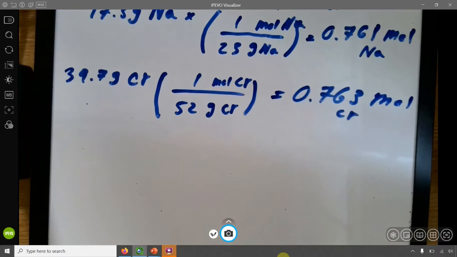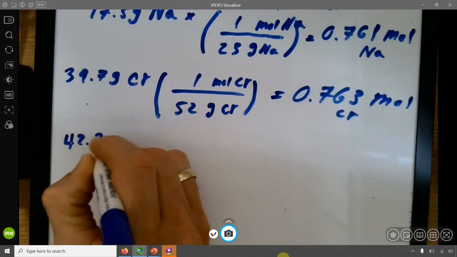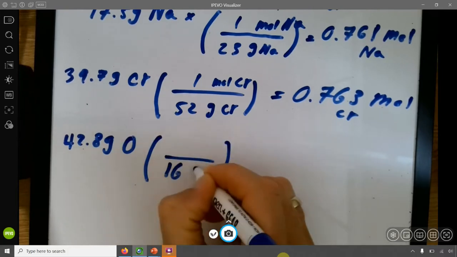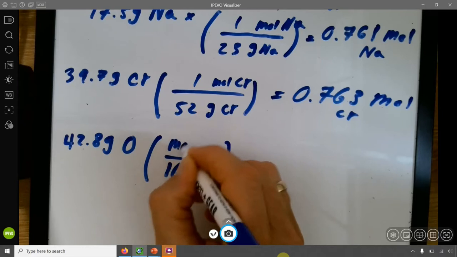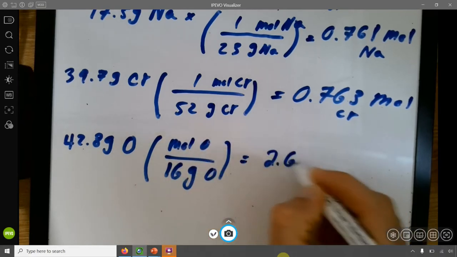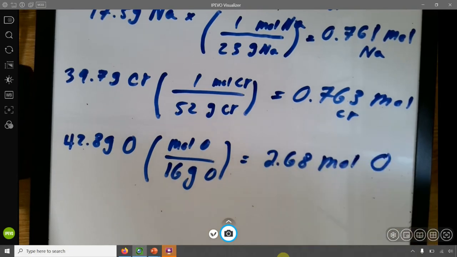And then very quickly, I'll just do oxygen. Hopefully you're getting the hang of it. So it's 42.8 grams of oxygen. Oxygen is 16 grams per mole of oxygen. And this ends up being 2.68 moles of O. Okay, so again, this looks much longer because I'm doing it very slowly, but when you do that, it's quick. Okay, so now I converted everything to moles. So that's step 2.